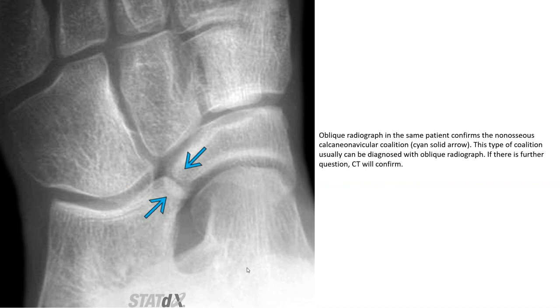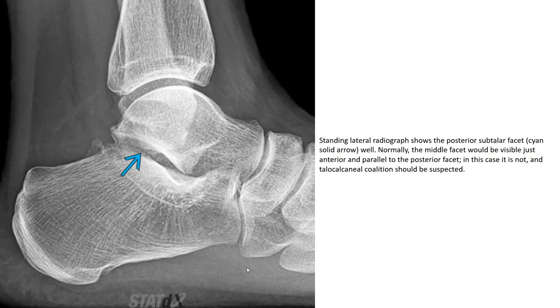Oblique radiograph in the same patient confirmed the non-osseous calcaneonavicular coalition. This type of coalition can usually be diagnosed with an oblique radiograph. If there is any further question, CT will be performed.